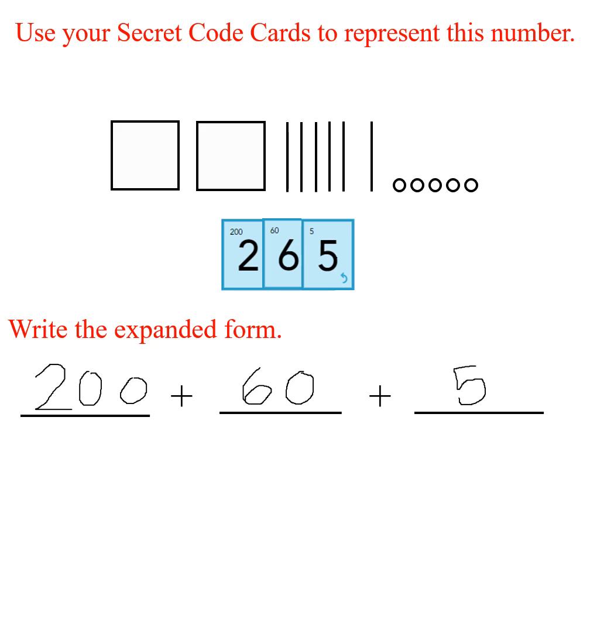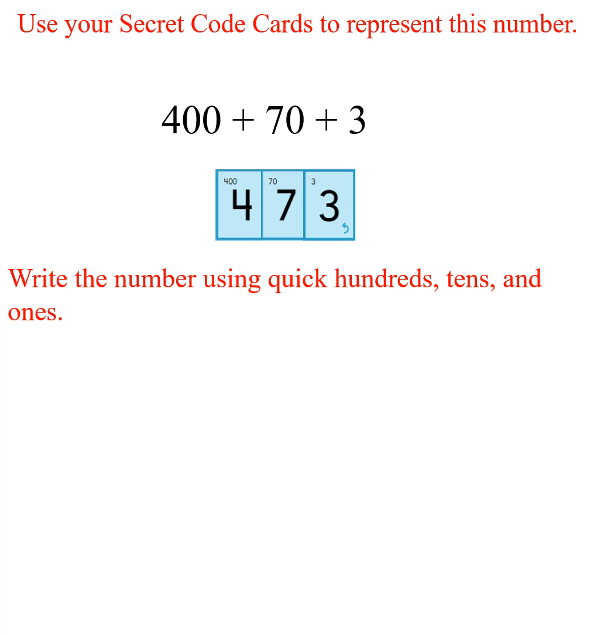Now, if you have your secret code cards, you can take that 265 that you made and stretch it out. Take each card and look at it. When you stretch that out, that 2 is a 200, that 6 is a 60, and that 5 is a 5. And we can see those numbers right at the top of the secret code cards here as well. You can take and use your secret code cards to represent this number.